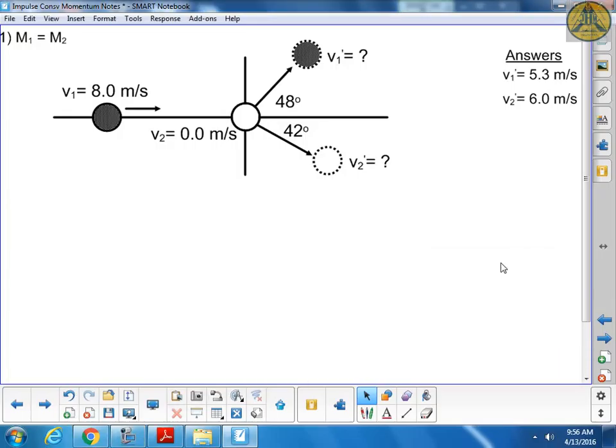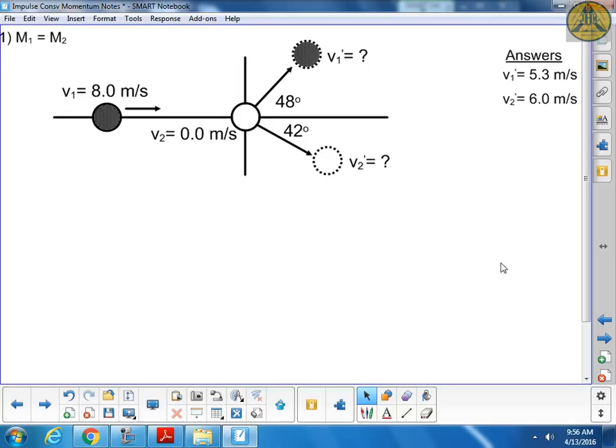So in this problem, one object is colliding with another, the second object not moving. Instead of being given how fast one object is moving and its angle, you're not given either speed, so the magnitude of the velocity of either one of these objects after the collision, but you're given the angles. So just note the diagram.